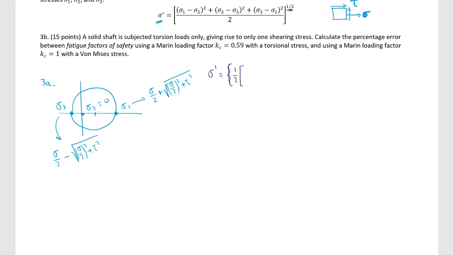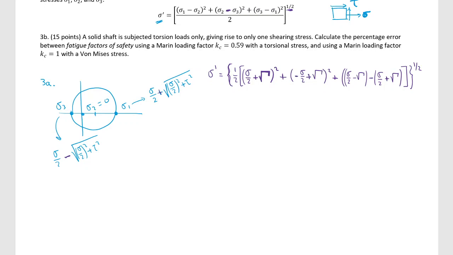squared. So sigma 1 squared. And I'm just going to use the square root here. I know that whatever's inside the square root is going to be the same every time. Plus sigma 2 minus sigma 3. Sigma 2 is 0. Sigma 3 would be with a minus sigma 3. Plus square root, because minus and minus is a plus, squared. And then the last one is sigma 3 minus sigma 1, which is with the plus. Squared and to the 1/2, right?